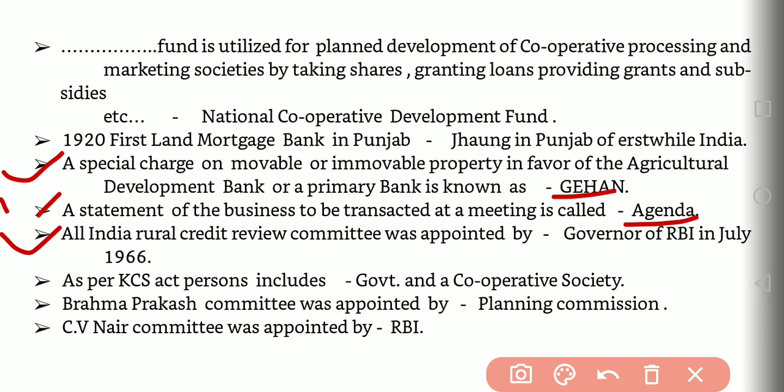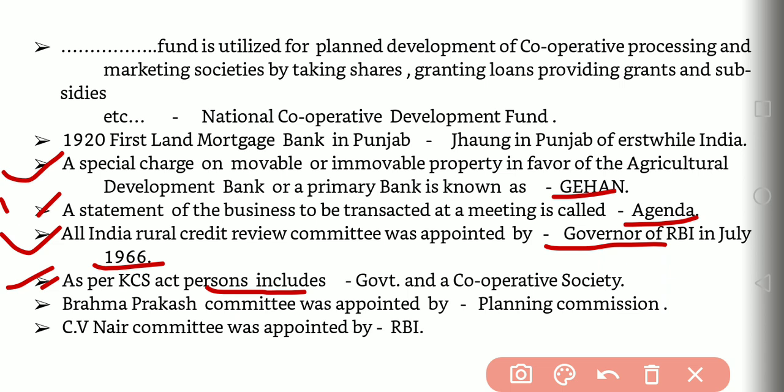Next, All India Rural Credit Review Committee was appointed by, answer is, Governor of RBI in July 1966. Next, as per KCS Act, Kerala Cooperative Society Act 1969, persons includes dash, answer, government and a cooperative society.